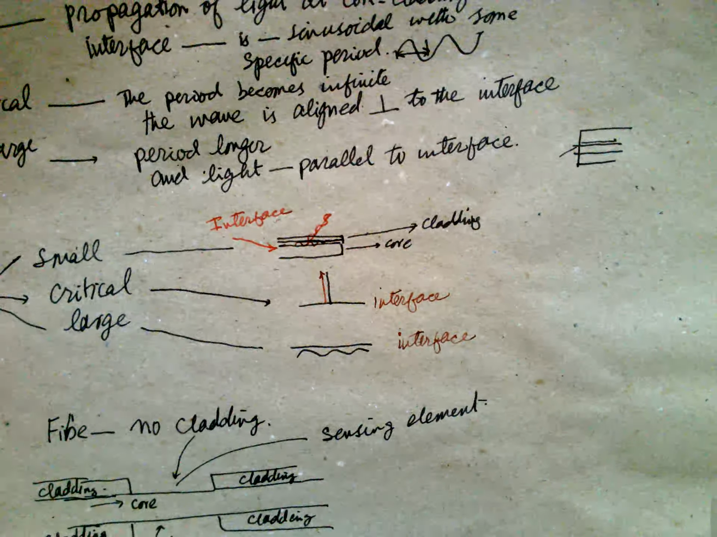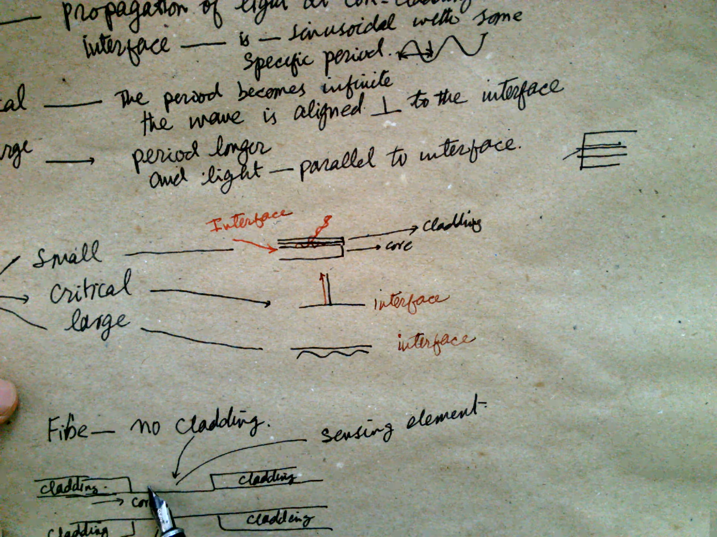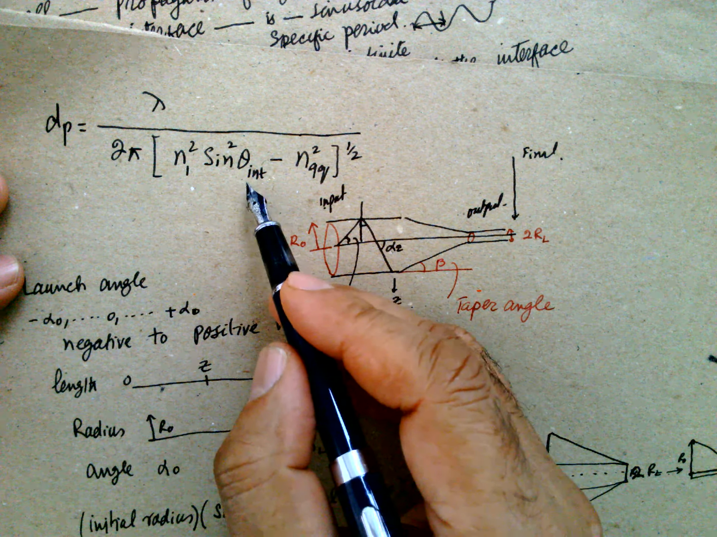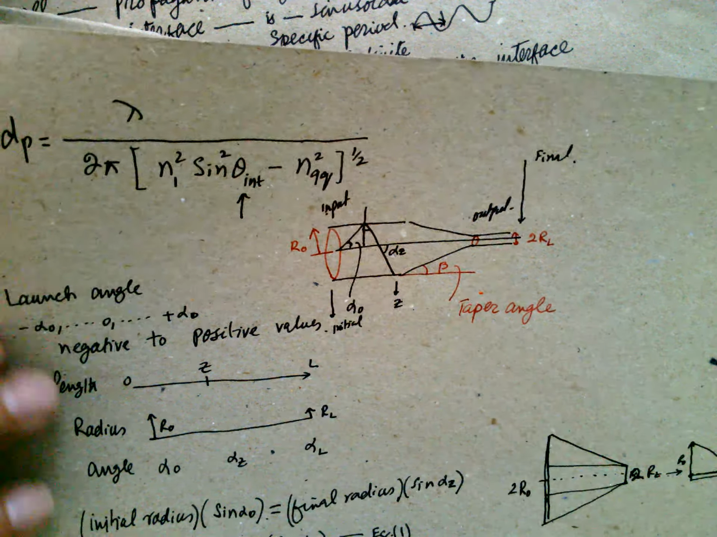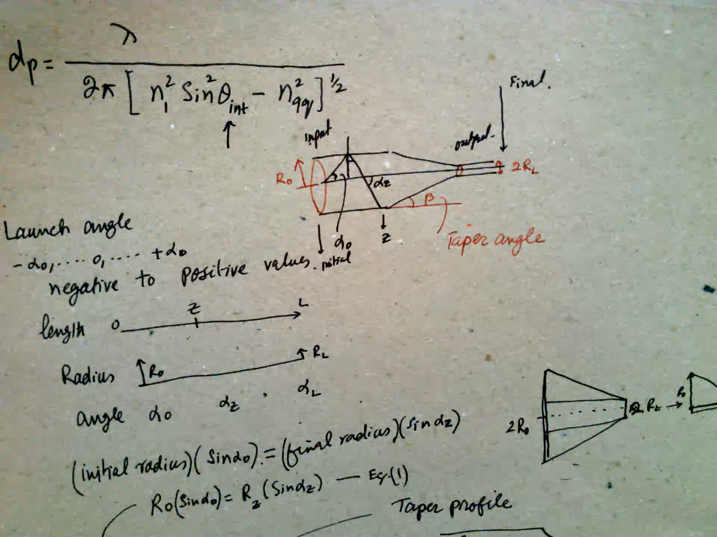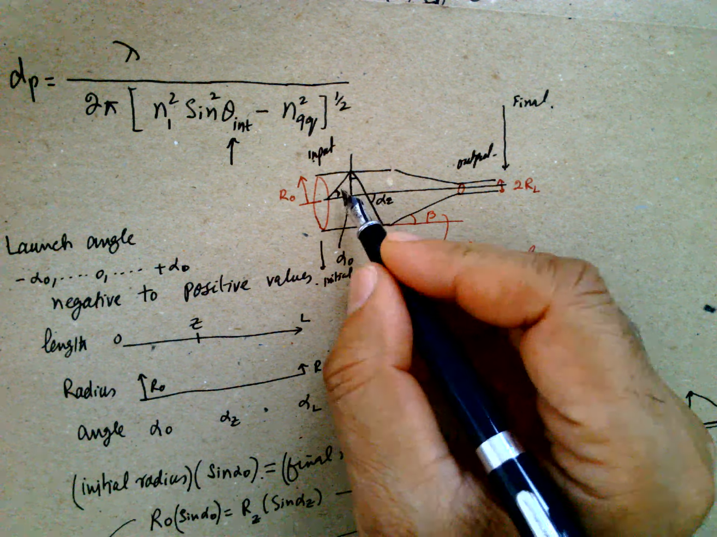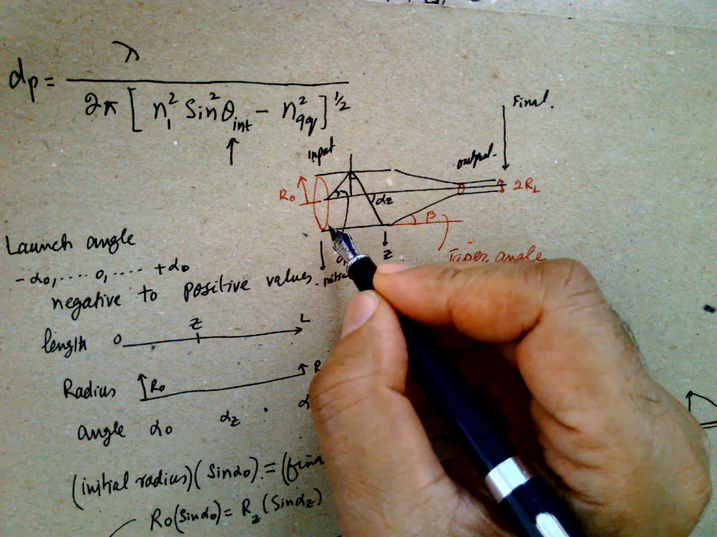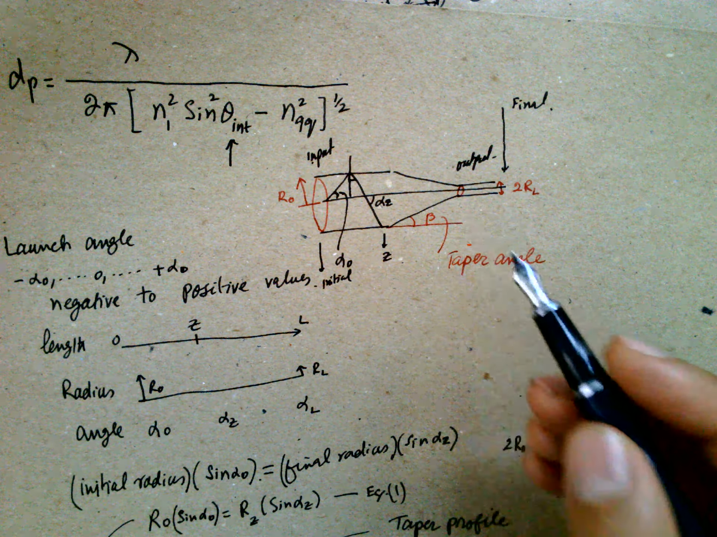So in this system, if you take off the cladding, the fiber acts as a sensing element. This is the incident angle, and this is the aqueous solution, because we have taken off the cladding. The launch angle varies from alpha naught to alpha z, and the length varies from 0 to L. So this is L.